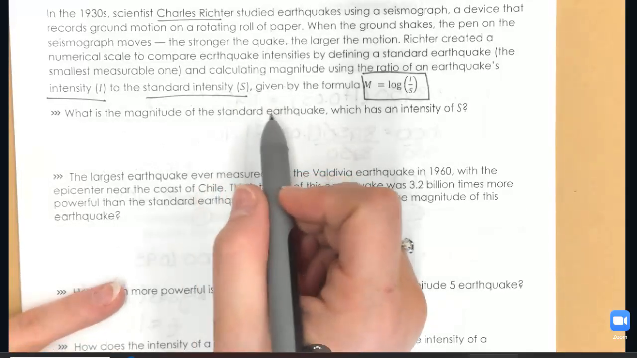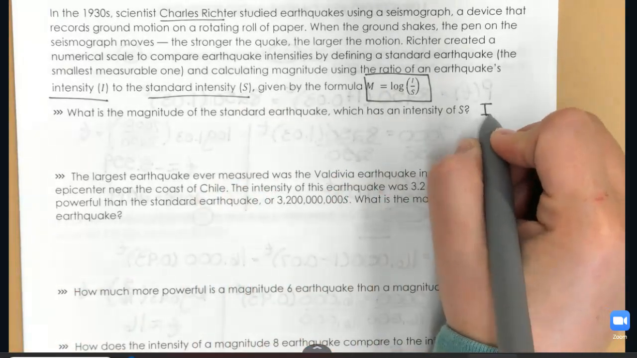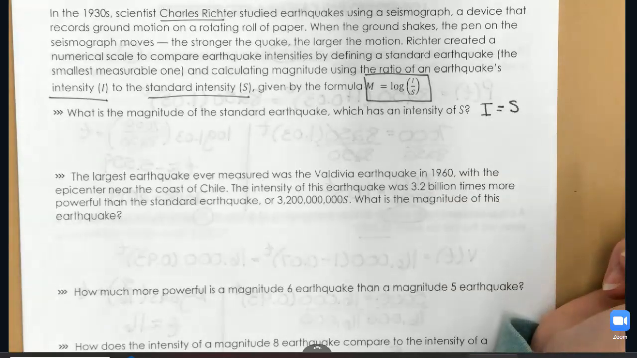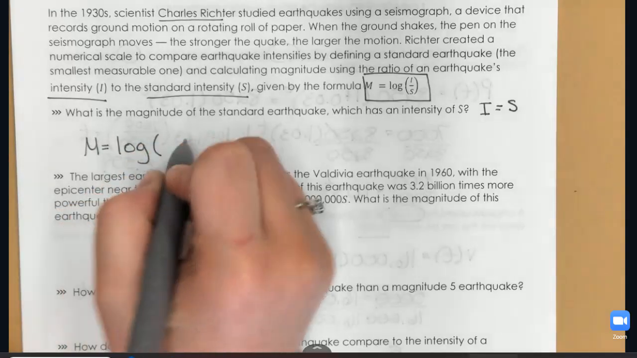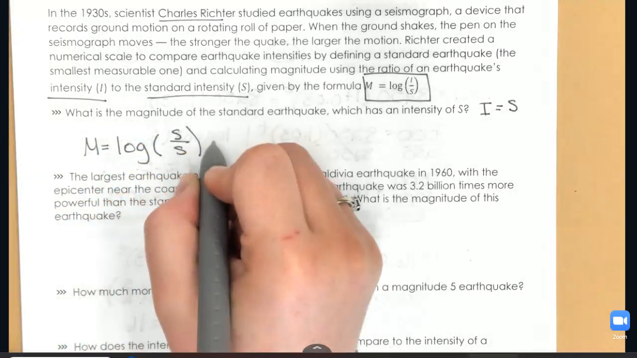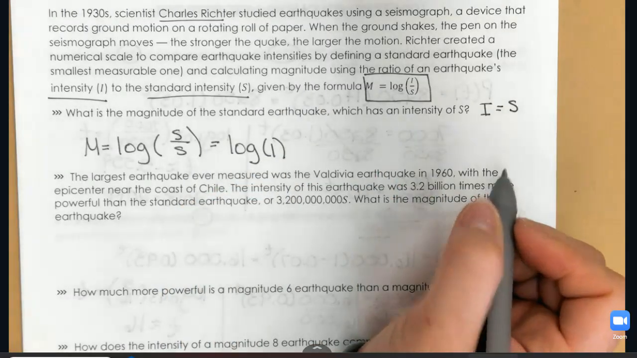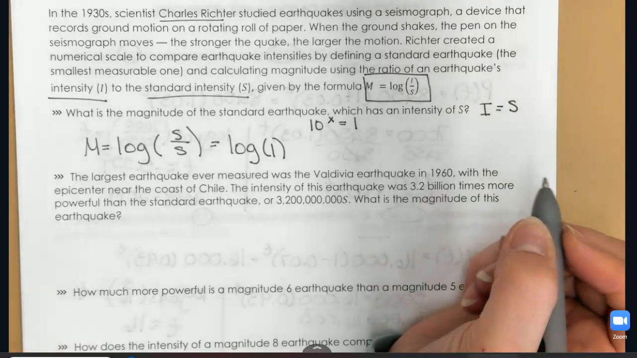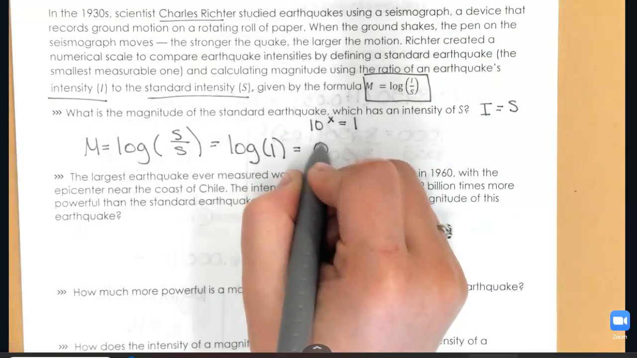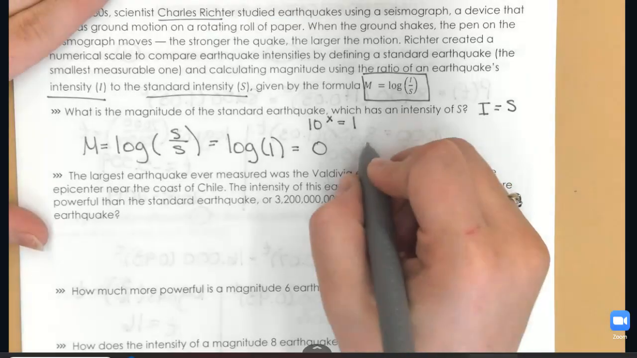So what would the magnitude be of a standard earthquake, which has an intensity of S? That's saying I is equal to S. If I put that into my magnitude formula, I would have the log of S over S. Well, S divided by S is 1. So if I want the log of 1, that means I'm saying 10 to some exponent is 1. Well, that would be the 0 power. So log of 1 is 0, which means the magnitude for a standard earthquake is 0.